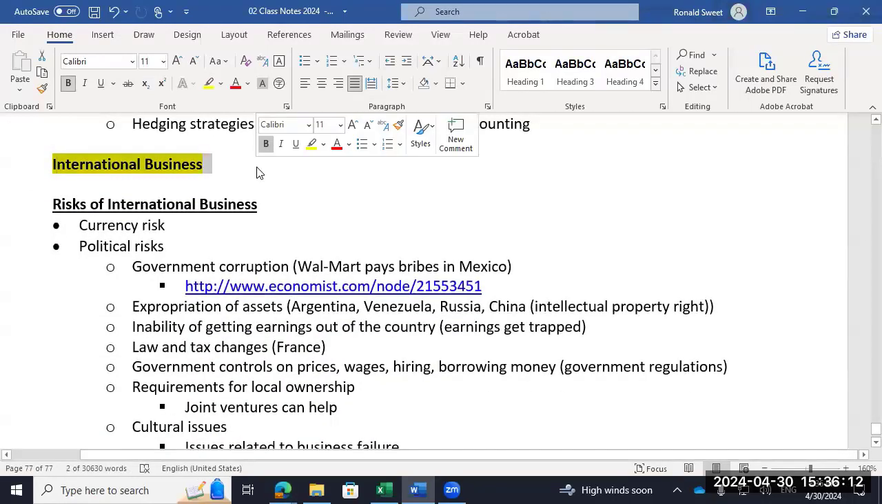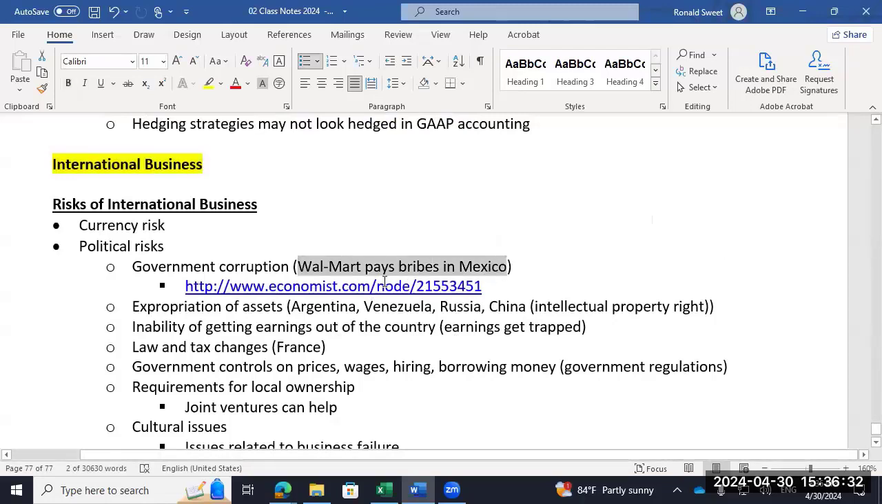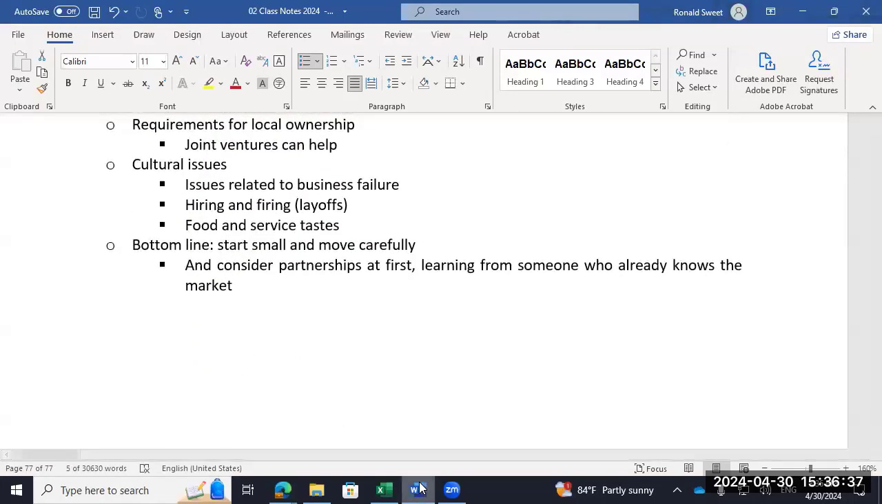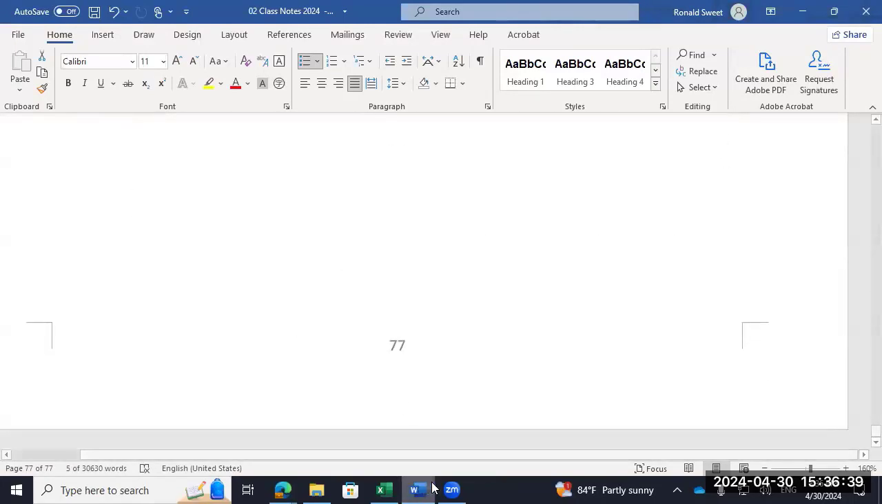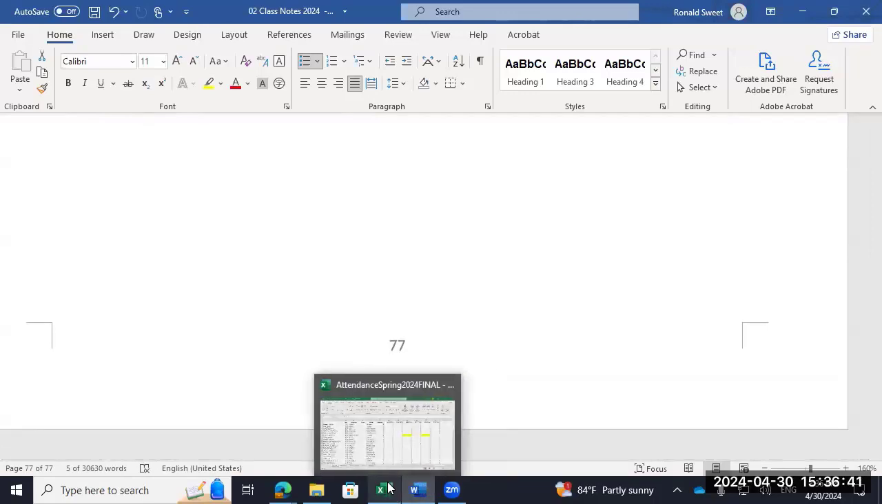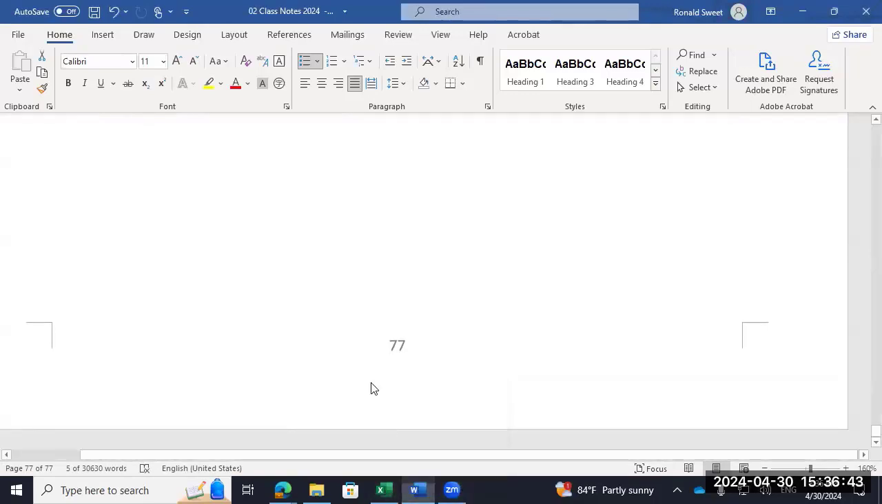International business is essentially US business plus currencies and some government stuff. Any of y'all international business majors? So international business is just business, but with currencies and government risk. So here's the Walmart bribing in Mexico. The stock market reacted some to that. All right, so that's a quick run through to the end. I can kind of say we covered everything. It was pretty fast.